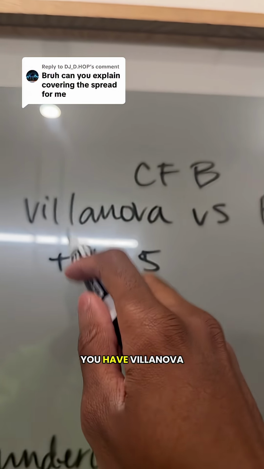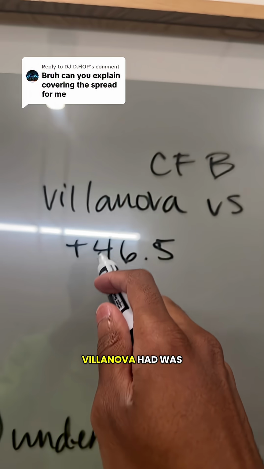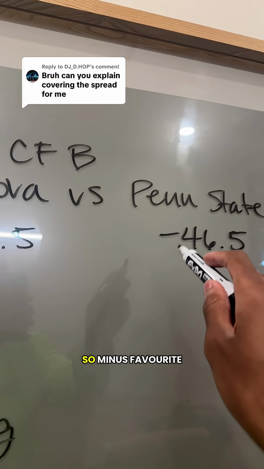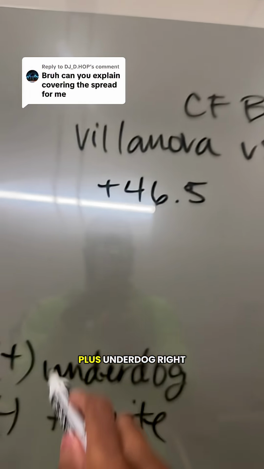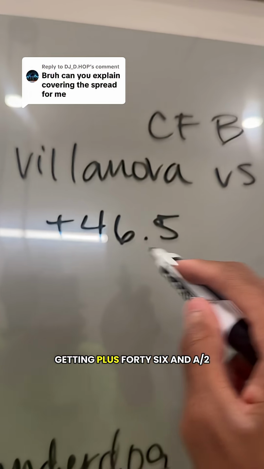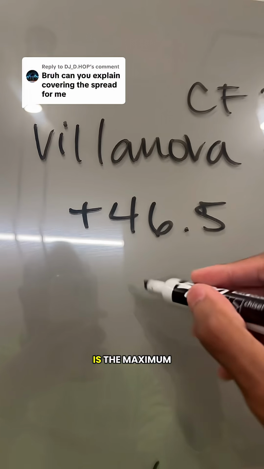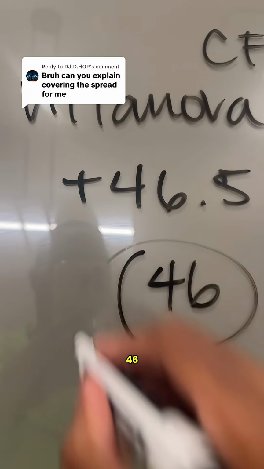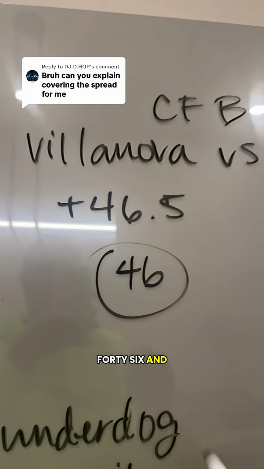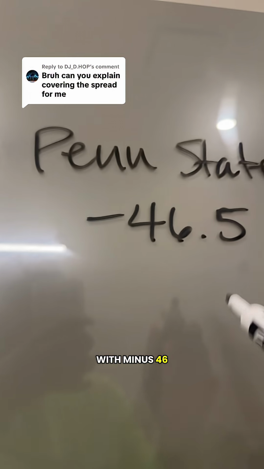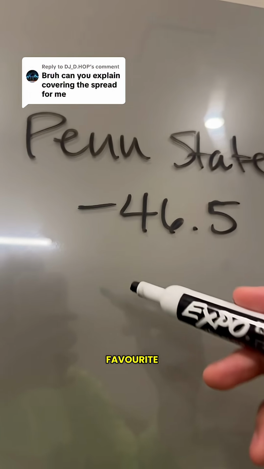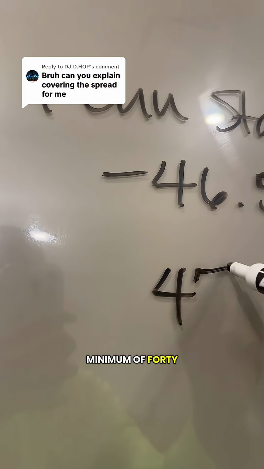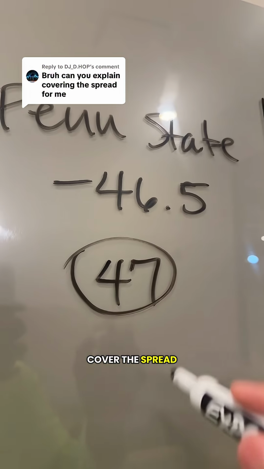In this game right here, where you had Villanova versus Penn State, Villanova was getting plus 46.5, Penn State minus 46.5. So minus favorite, plus underdog, right? With them getting plus 46.5, what that means is the maximum amount of points that they can lose by is 46 in order to cover this plus 46.5 spread. With a minus 46.5 point spread, them as the favorite, that means that they have to win by a minimum of 47 points in order to cover the spread, right?